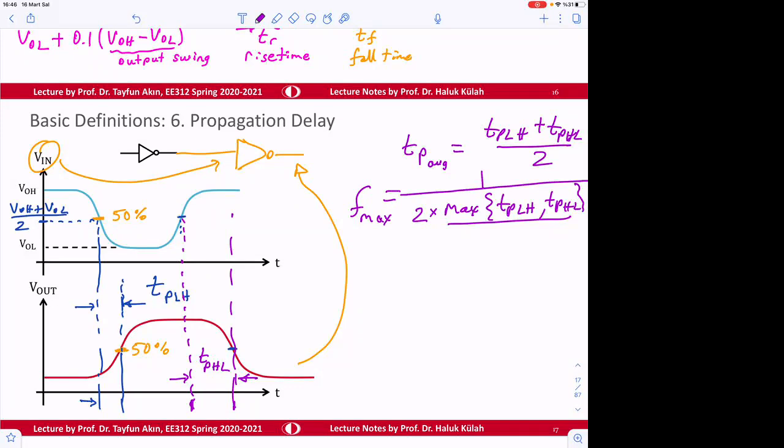If you consider 50%, I mean, if you consider the clock frequency to be like this, okay? So this is going to be 1 over F.